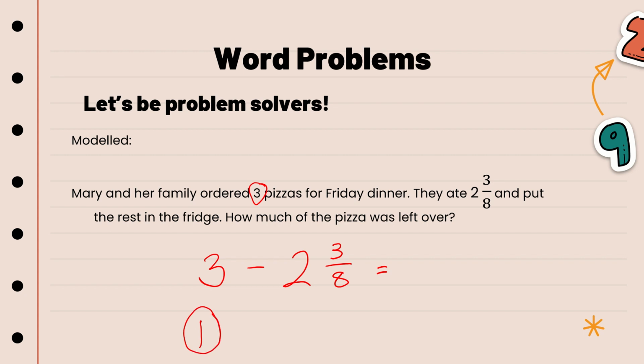But then after they have the 1 whole pizza left, they continue to eat and they have 3/8 of that pizza. Now what I'm going to do is subtract 3 from 8 and then find out that my leftover is 5/8. That means that they have 5 slices of pizza left, which is 5/8 of the whole that they had.